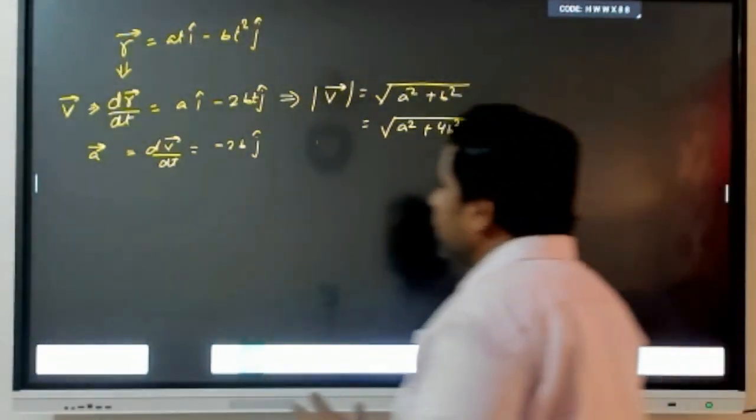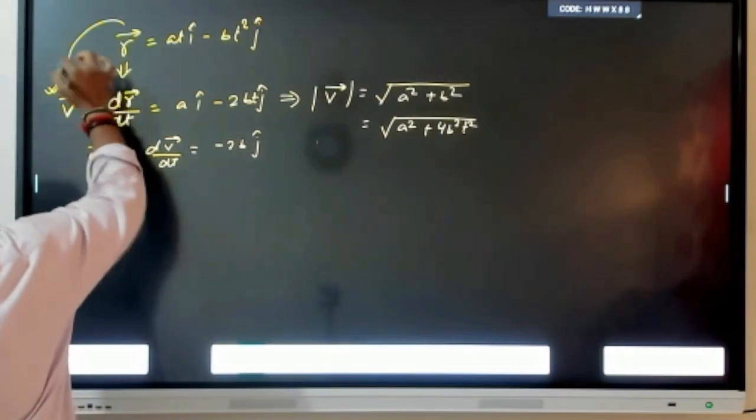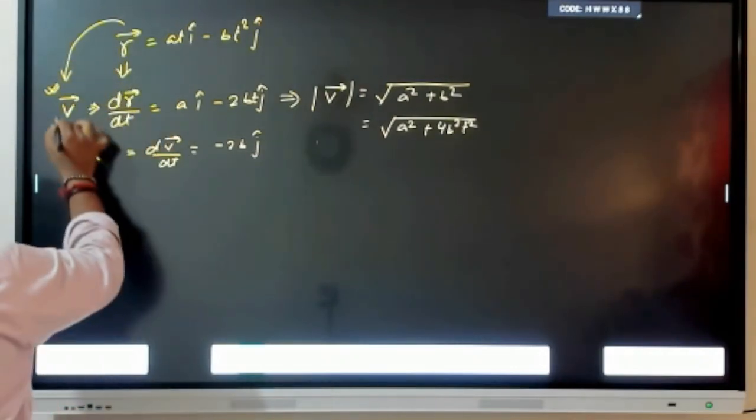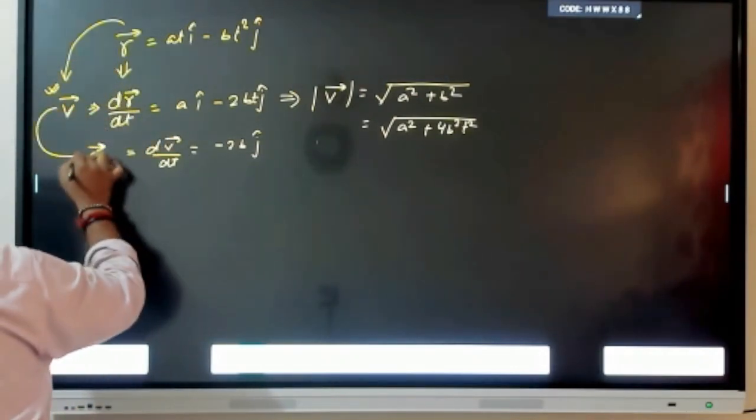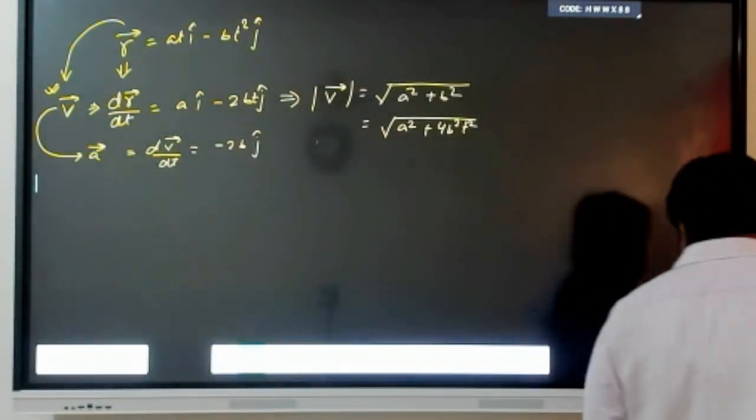So if I am telling you that you have to find out the velocity vector from the position vector, you can find it out with the help of differentiation. From velocity to acceleration, again you have to apply differentiation. That way you are going to find out the velocity and acceleration.